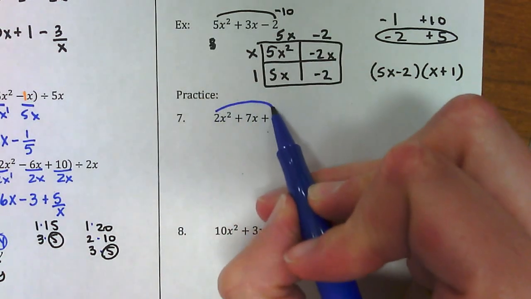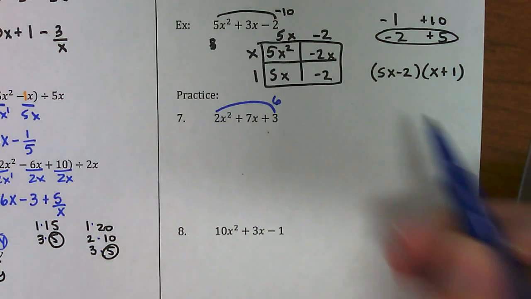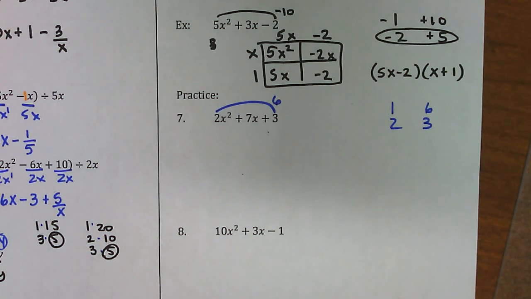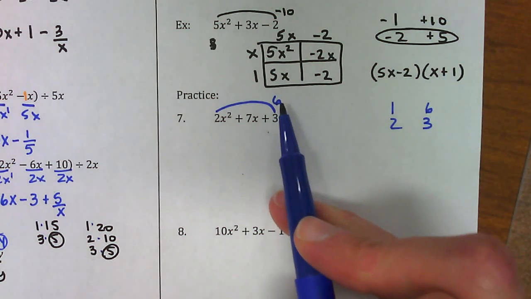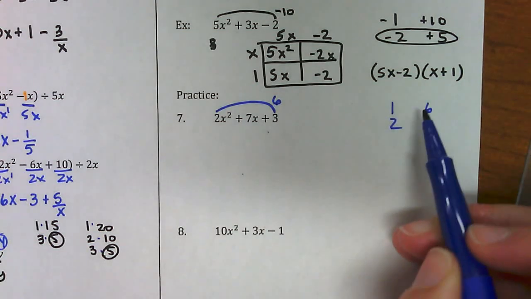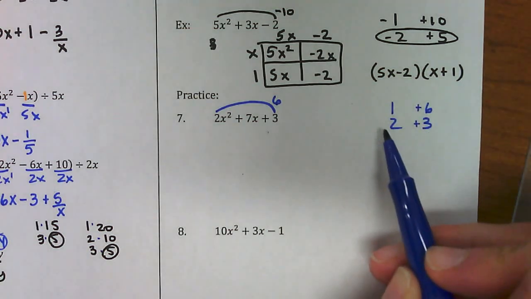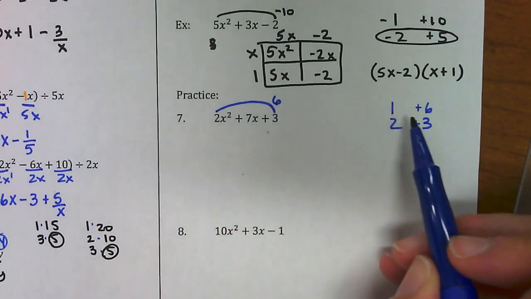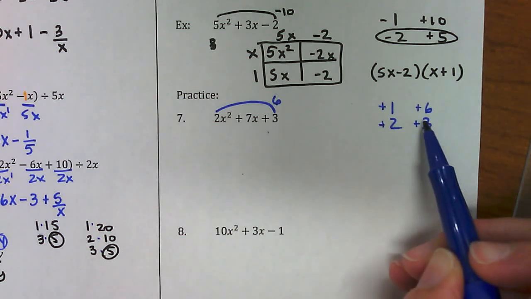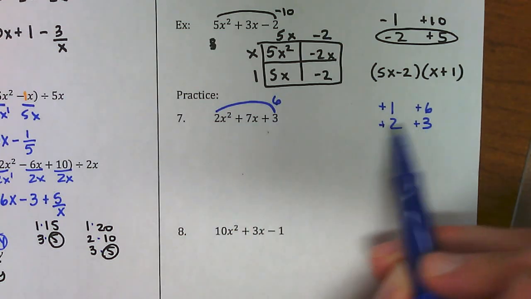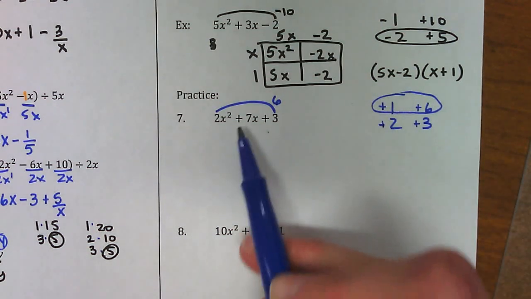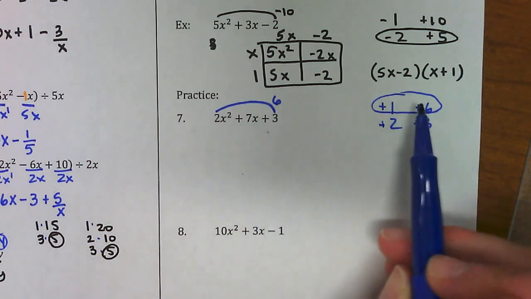I multiply a times c, I get 6. So I'm making my list for 6. These are the numbers I can multiply to get 6. This is a positive 6, and it says my bigger factor's positive. So I know these are positive. The only way to get a positive is to either do a positive times a positive or a negative times a negative. Since I knew b was positive, they're both positive. I pick the pair that adds up to 7, 1 and 6.